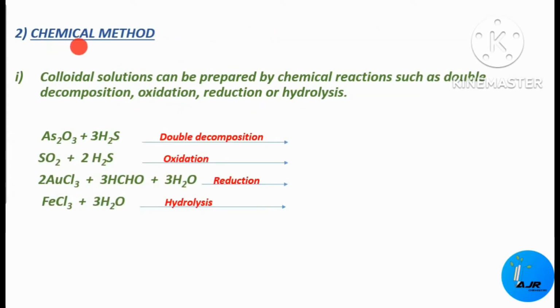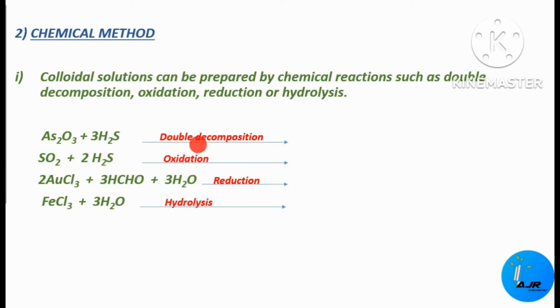So the next important method is the chemical method. See what happens in this chemical method. Colloidal solutions can be prepared by chemical reactions such as double decomposition, oxidation, reduction, or hydrolysis. So these methods can be utilized to produce colloidal solutions. During this process, the molecules which are formed aggregate to form the colloidal particles.